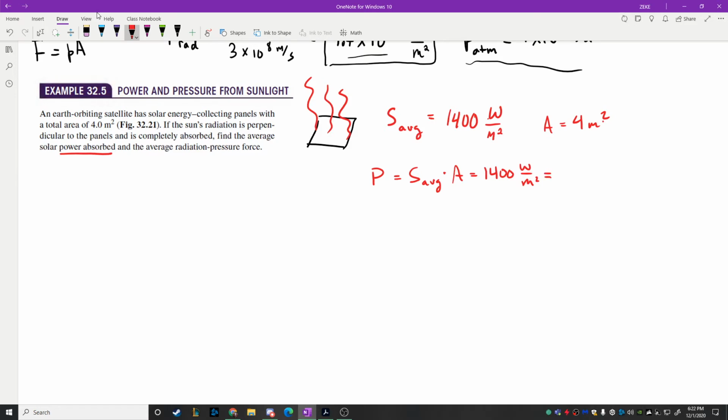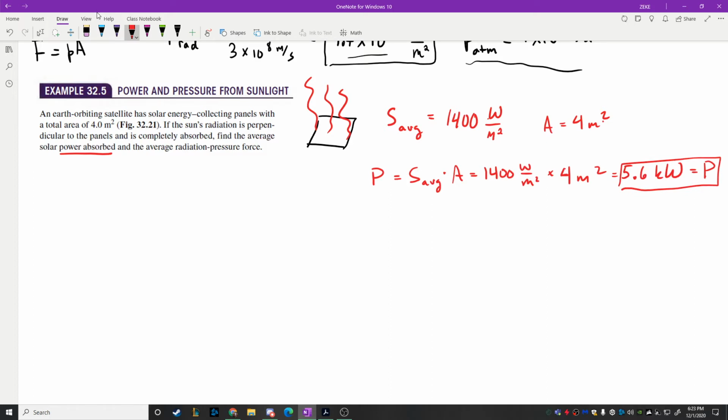4 meters squared is a pretty big solar panel. That'd be huge. I don't know, what is that? 28 times 2, 5600? 5.6 kilowatts, maybe? That would be the power. That's a decent amount of power.